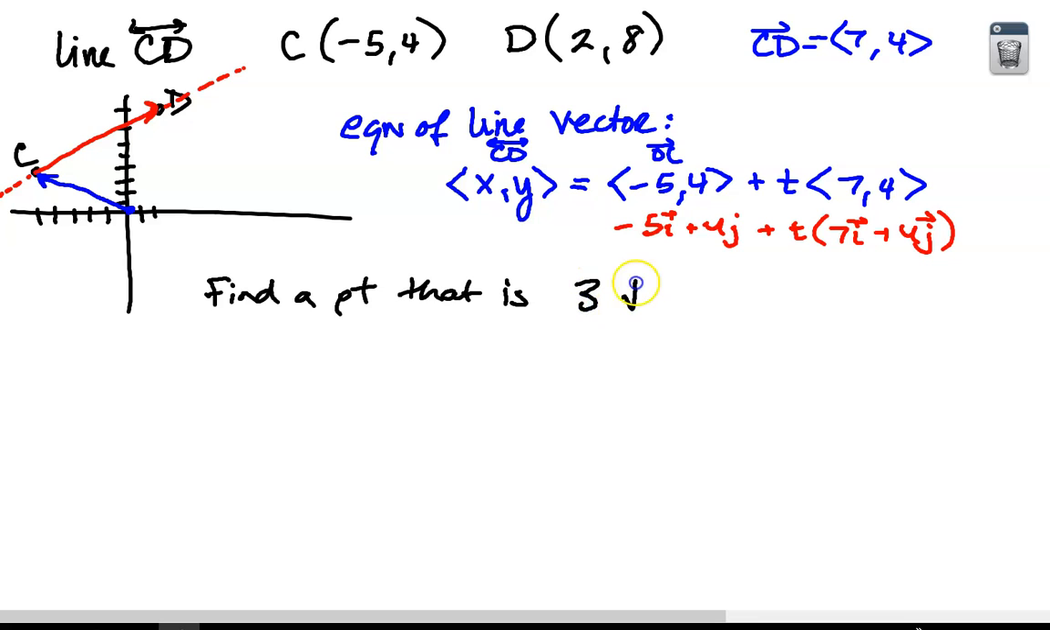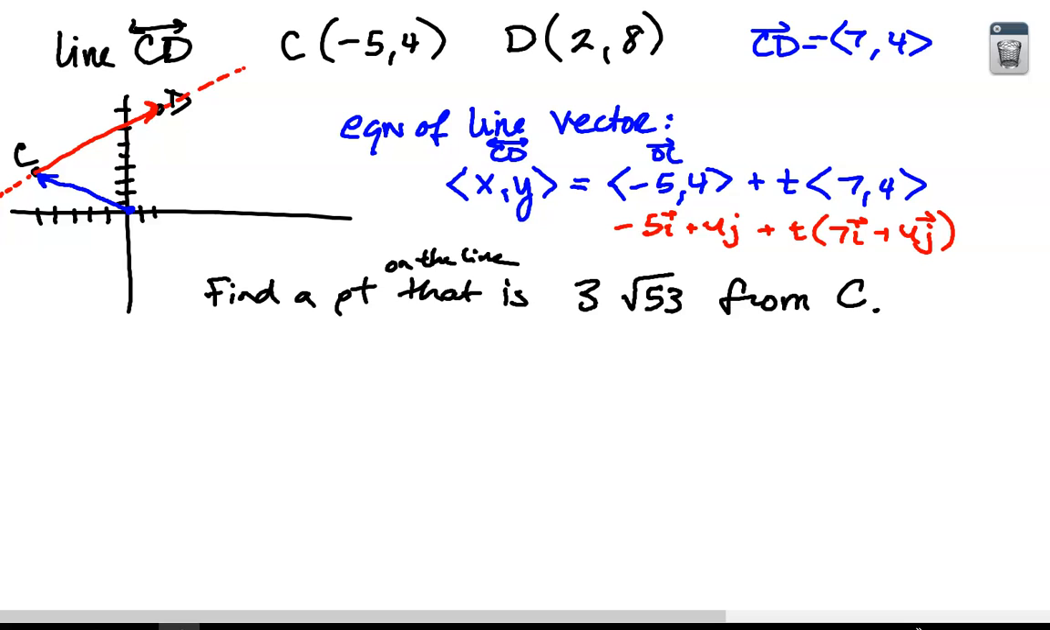That is 3 root 53 from C. Find a point, I meant to say on the line. So find a point on the line that's 3 root 53 from C. This is something that we did in the last unit when we did equations of lines.